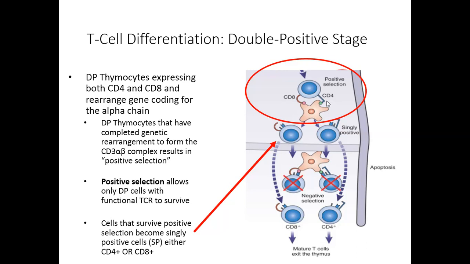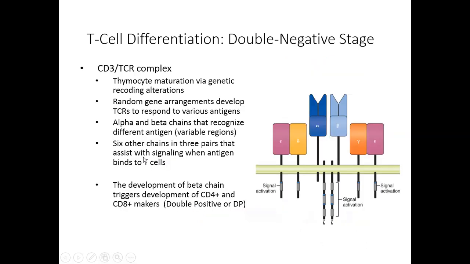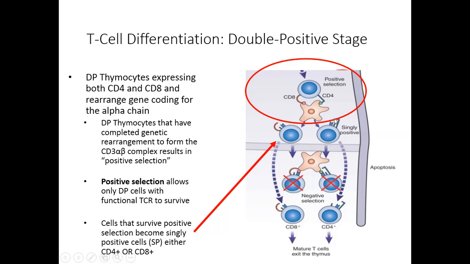Double positive thymocytes that express both CD4 and CD8 will continue to rearrange genes for the alpha chain. Once they complete that gene rearrangement, that complex that we talked about forms, that CD3 TCR complex. I want to remind you, some places will call it the CD3 alpha beta complex. They're the same thing, right? We said that the alpha beta chains make the TCR, so we called it the CD3 TCR complex. You can also call it the CD3 alpha beta complex. They're talking about the same thing.